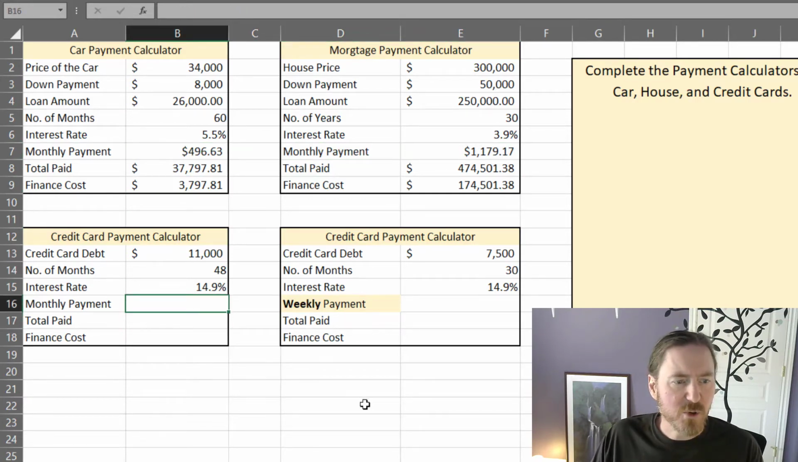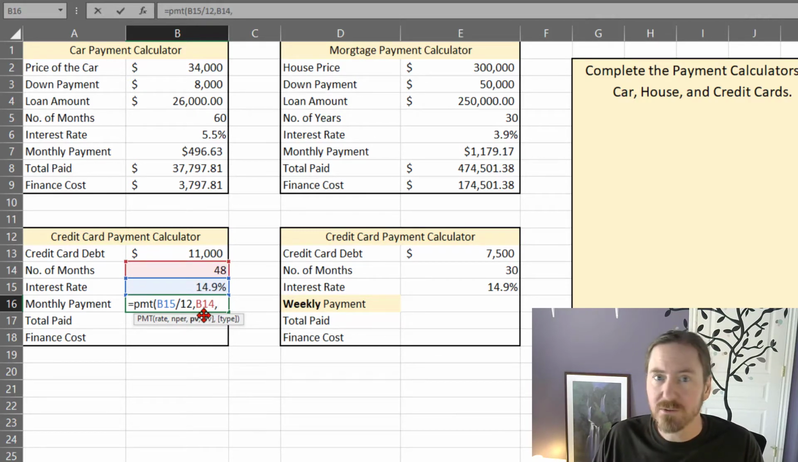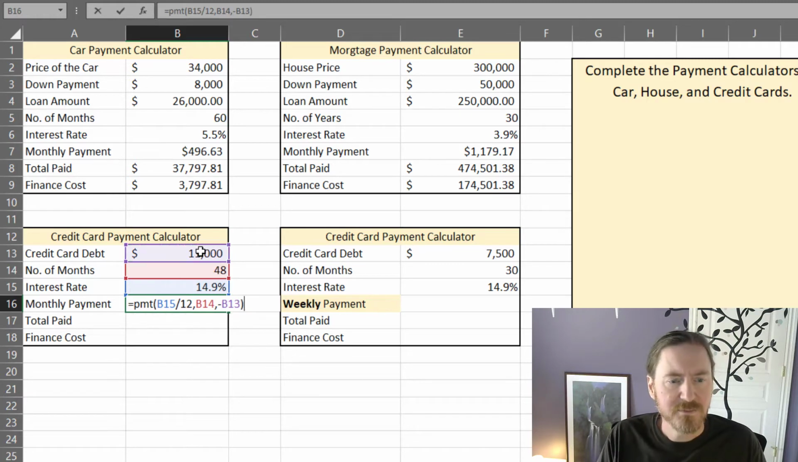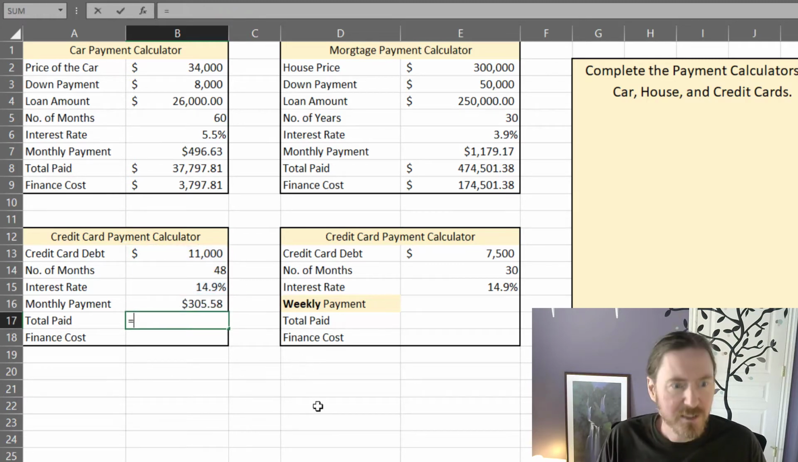Now, let's do this for a credit card payment. Monthly payment is going to be equal to my credit card annual rate divided by 12, comma, the number of months, comma, and then for the loan amount for a credit card, there's no down payment, so let's do a negative version of that credit card debt. There's our monthly payment. The total paid is going to be the monthly payment times the number of months we paid it. Once again, no down payment to deal with.